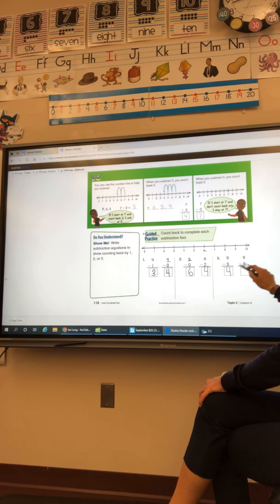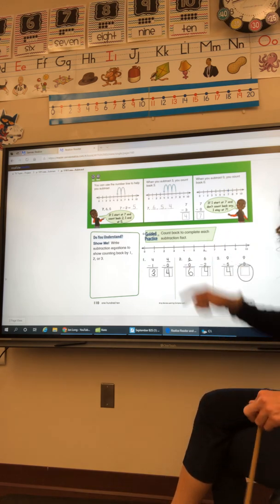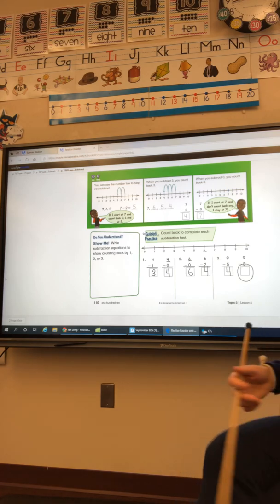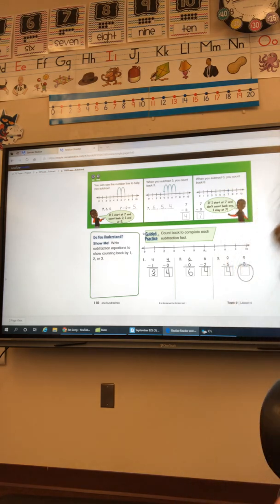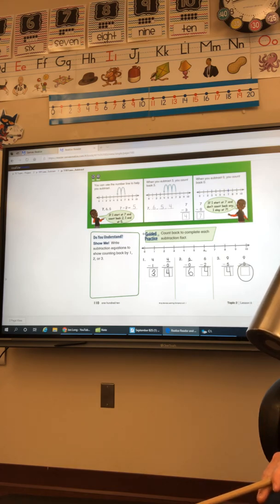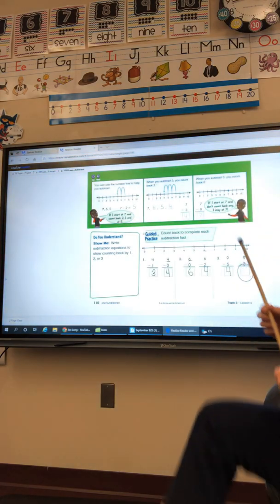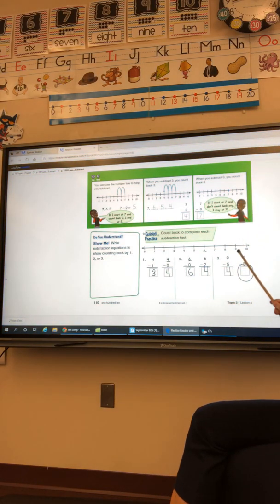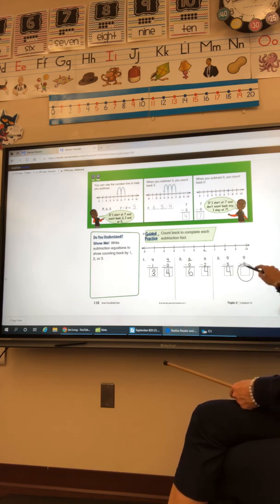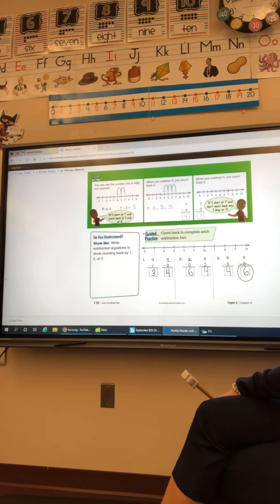Try this one by yourself. Start on the 9, jump back 3. See what you land on. You should have landed on the 6. You're on the 9. 1, 2, 3. 6 is my answer. I'm going to erase this page.